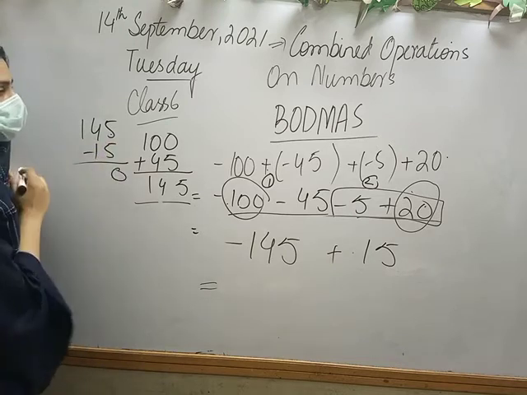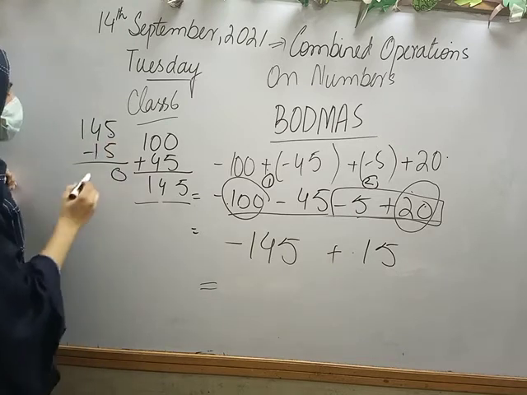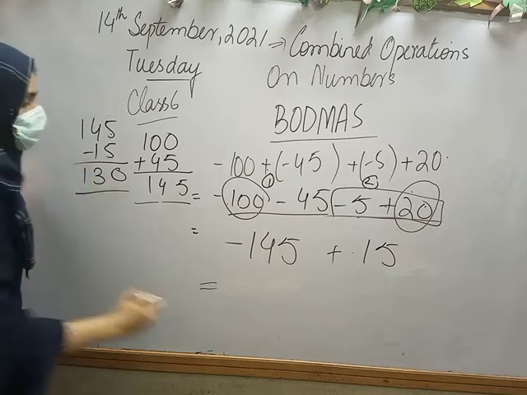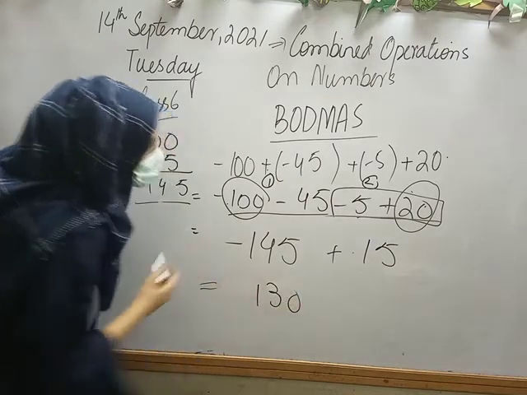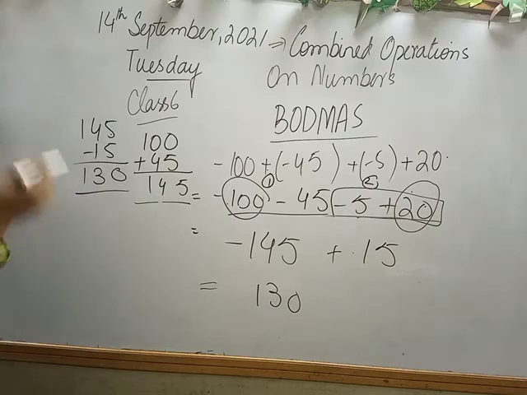5 minus 5 is 0, 4 minus 1 is 3, and 1 as it is. We have 130, class, like this. And in the end we will assign the sign of the greater value.